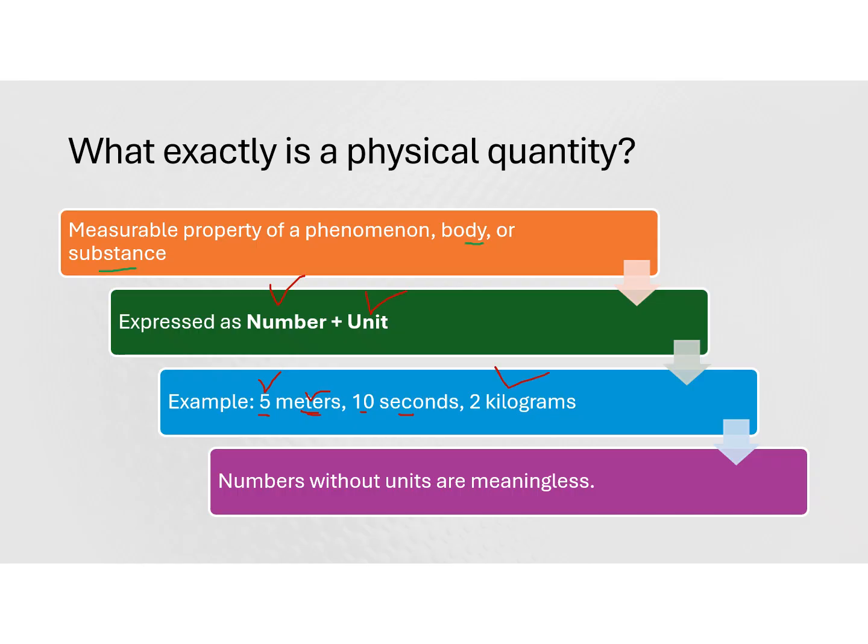So if you use numbers without units, they are meaningless. Like if I say 20, there is no meaning. But if I put Celsius here, now it means 20 degrees Celsius of temperature. So it makes sense now.